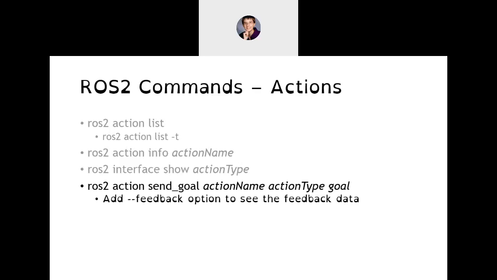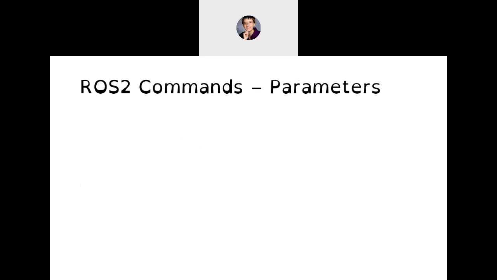So what we would do is we would have this same entire command, and then at the end, we have the --feedback option. And so what's going to happen there is that in your terminal, you're going to see the feedback being published. So if it's something like a robot navigation, it might print to your screen the location of the robot periodically, right? So this is a good way for you to monitor the action to see if it's actually getting towards the goal that you have set, right?